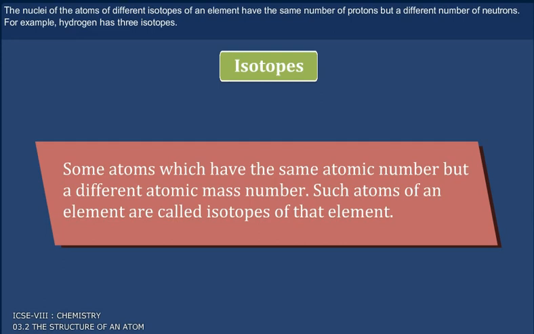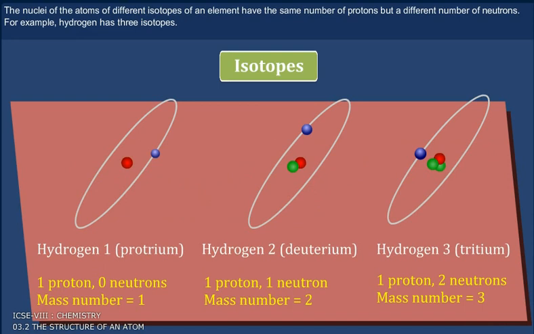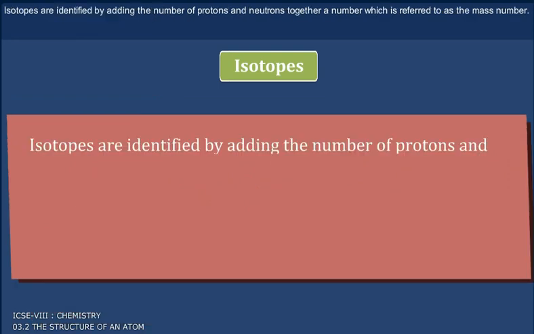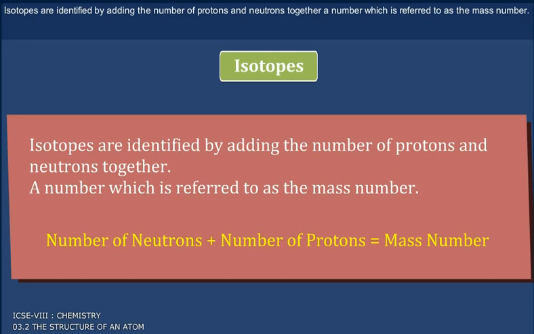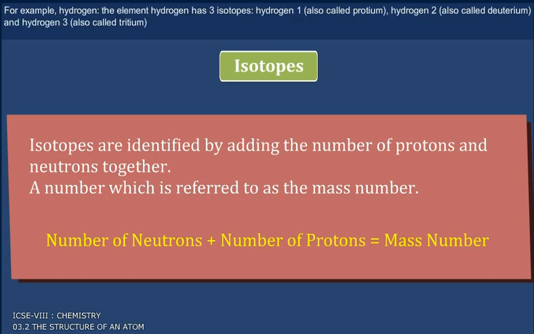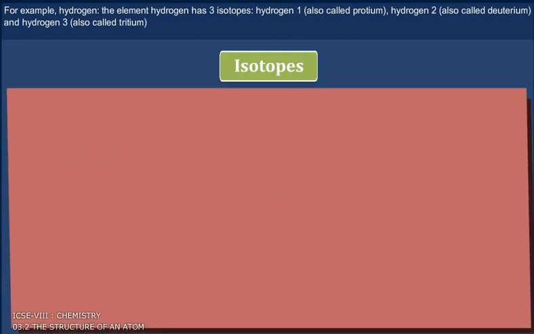Such atoms of an element are called isotopes of that element. The nuclei of the atoms of different isotopes of an element have the same number of protons but a different number of neutrons. Isotopes are identified by adding the number of protons and neutrons together, a number which is referred to as the mass number. For example, the element hydrogen has 3 isotopes.